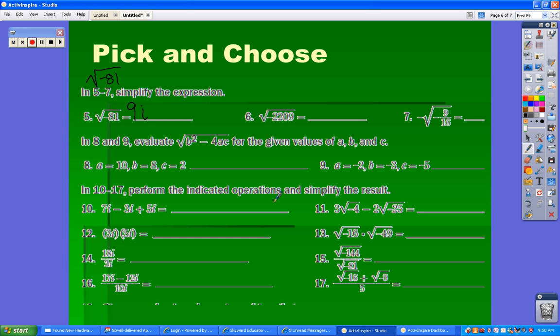I don't know what the square root of 2209 is. Breaking out my calculator here.